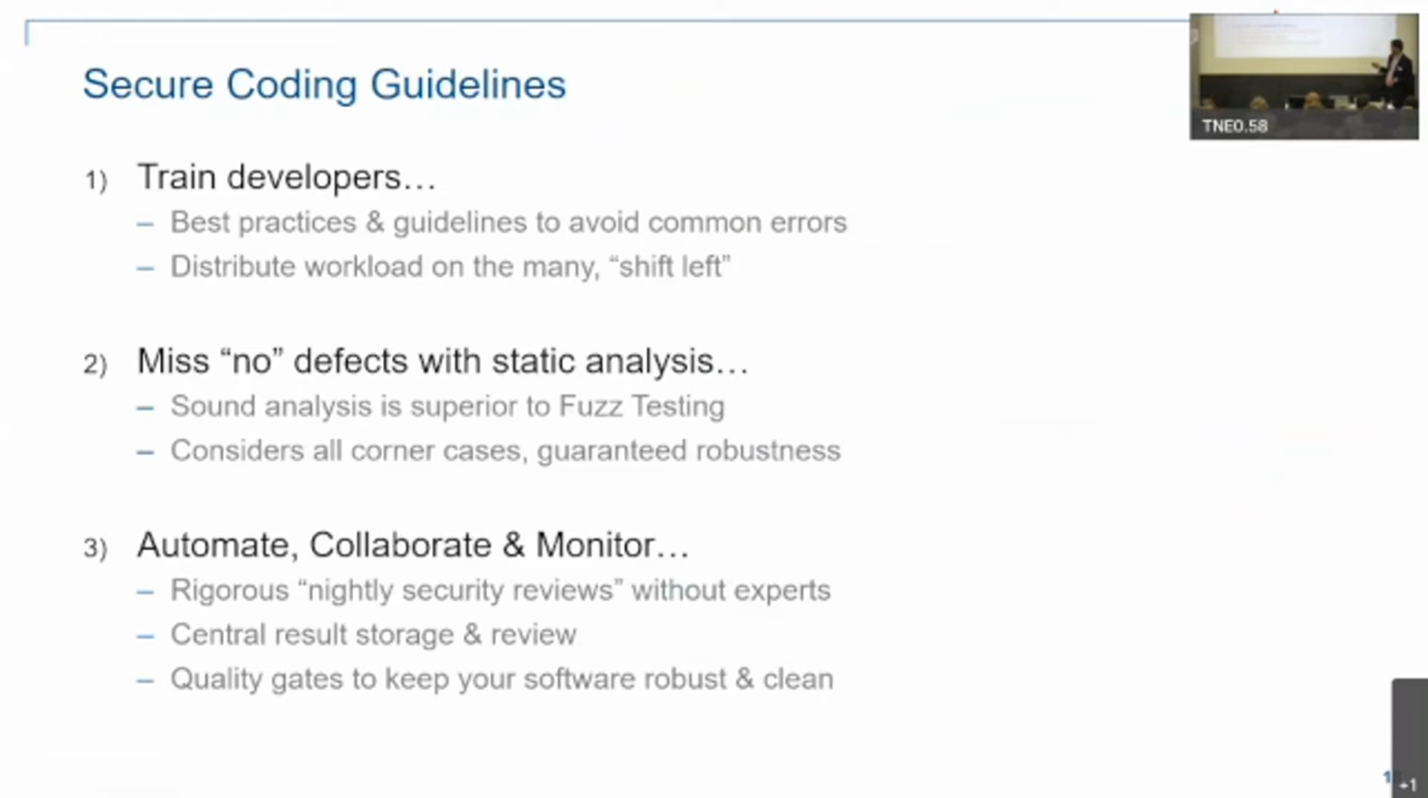So you have to train the developers to use best practices and guidelines, as I showed before, to avoid some specific errors. Also, the workload should be shared among all the people from the team, and you should try to shift the testing phase to the left-hand side of the V-cycle as much as possible to detect errors early. And then you have to do static analysis to be sure that your code is correct and there are no mistakes in it. And then at the end, all of this should be automated.